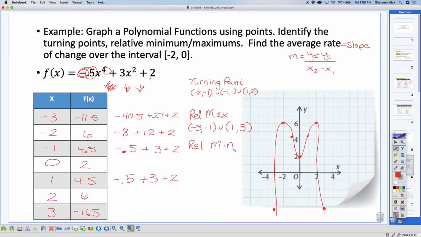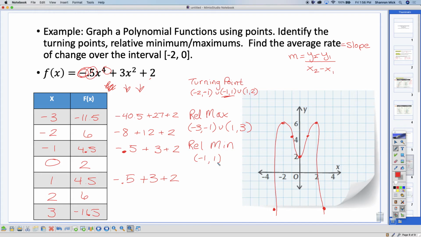Okay, relative minimum. Somewhere between -1 and 1, isn't it? We said the turning point was between -1 and 1, so somewhere between -1 and 1 is our minimum, isn't it?